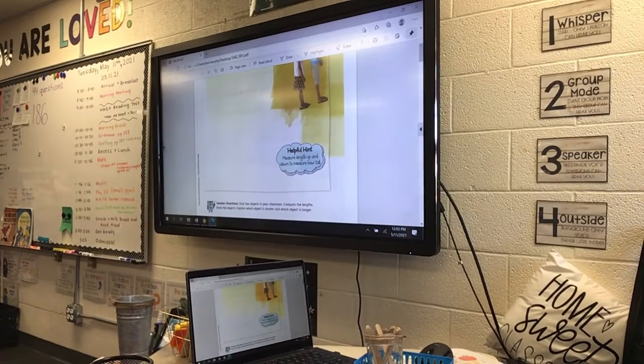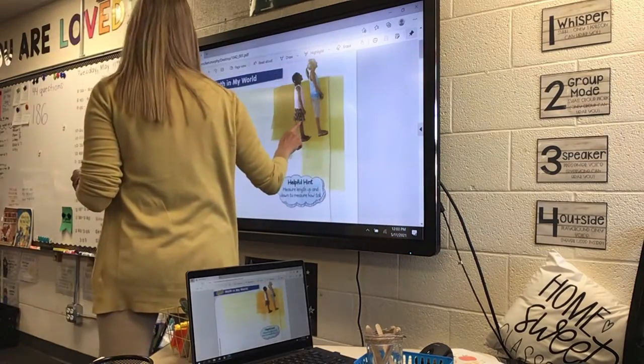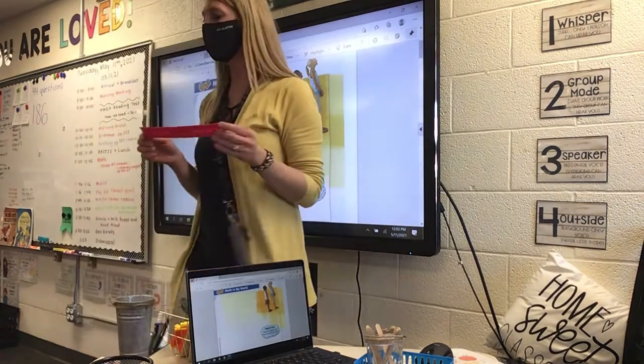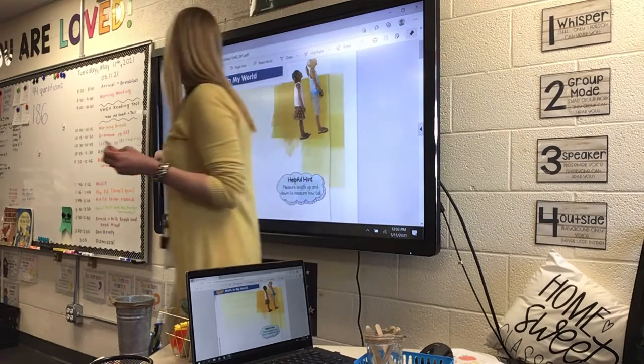Yeah, you could do the case. So, Addie asked, can we do the case? Yes, measure going across your iPad case.